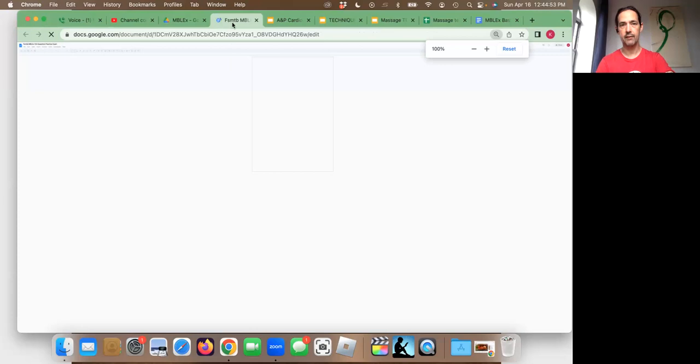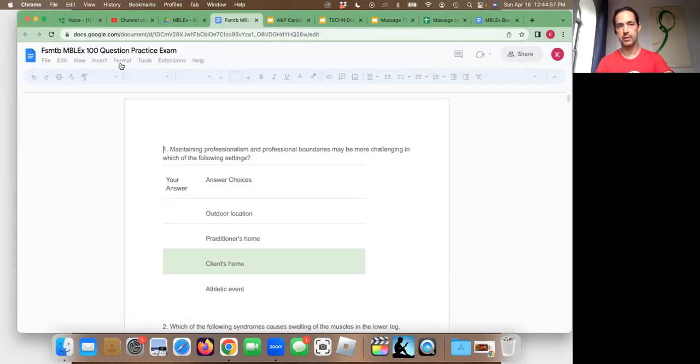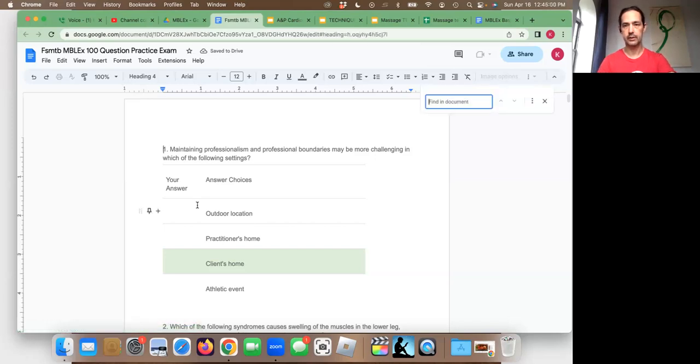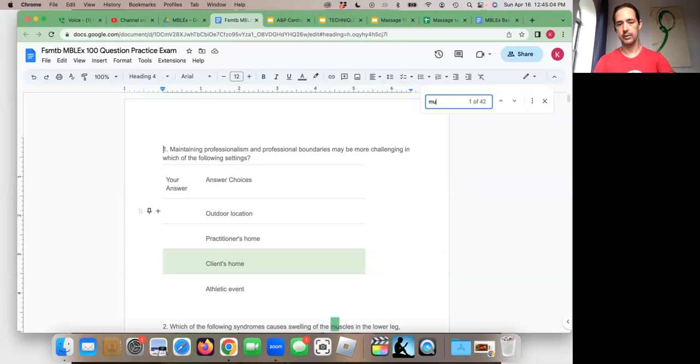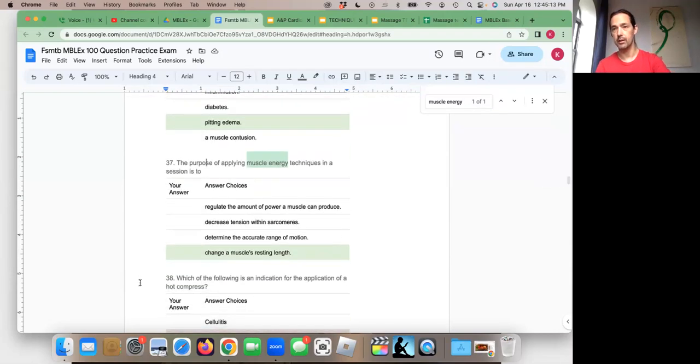This is the FSMTB MBLEx question practice exam. This is in your drive. And if I hit Command F or Control F and put in muscle energy, I find one question, and it's down here. So it's a perfect one to help clarify, Dominique. The purpose of applying muscle energy techniques in a session is to change a muscle's resting length. To change a muscle's resting length.